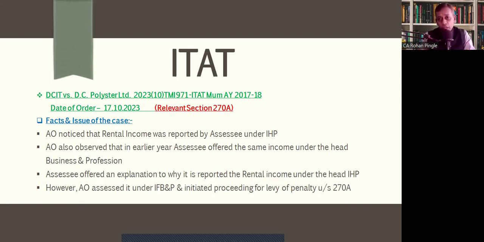Assessee offered an explanation as to why it reported the rental income under the head income from house property. However, AO assessed it under income from business and profession and initiated proceeding for levy of penalty under Section 270A of the Act.